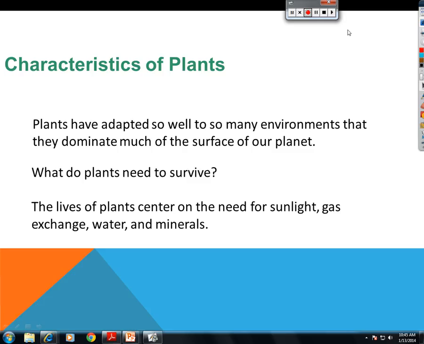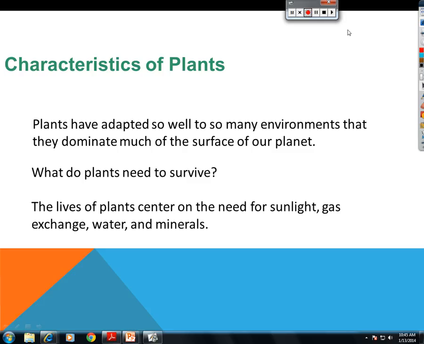plants need sunlight. Plants have to have sunlight in order to carry out photosynthesis. Plants need to have that ability to exchange that carbon dioxide inside of them and produce oxygen as a waste product and release it. So it's that gas exchange of carbon dioxide for oxygen. They need water, obviously, and they need minerals.